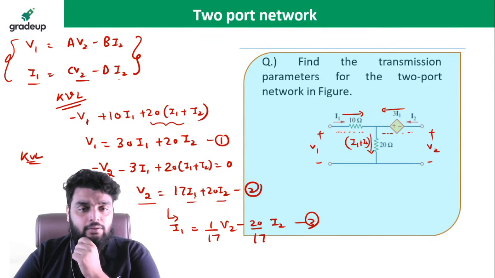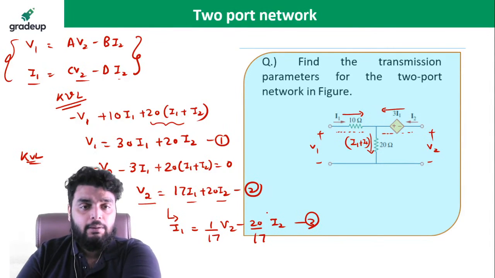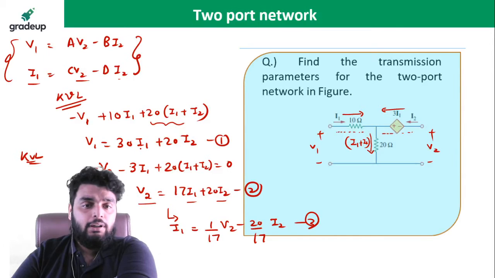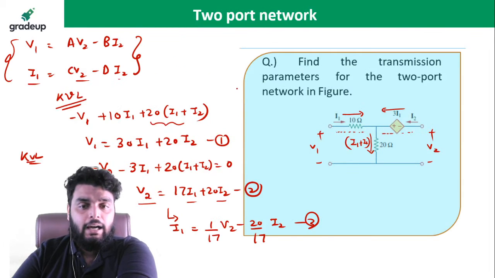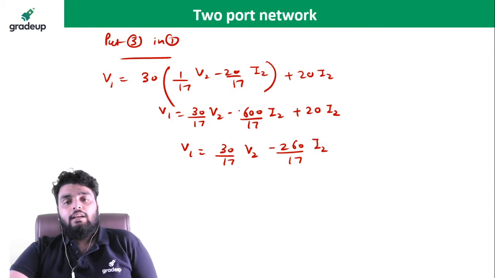Okay, then we rearranged this. It will be 1 by 17 V2 minus 20 by 17 I2. Correct, this is also correct. Now put it here, so 31 by 17 V2 minus 20 by 17 I2. Okay, it is right. Everything is correct.